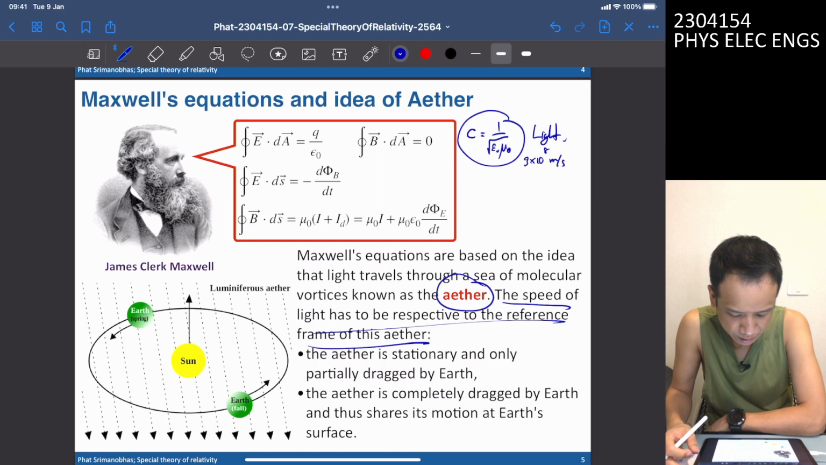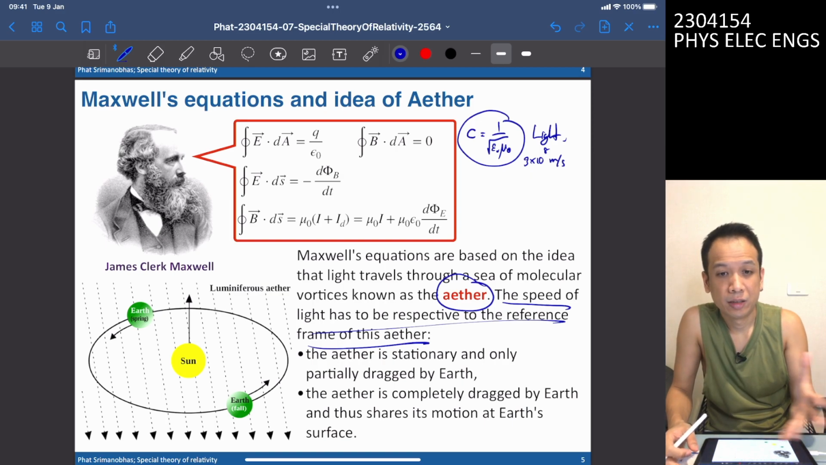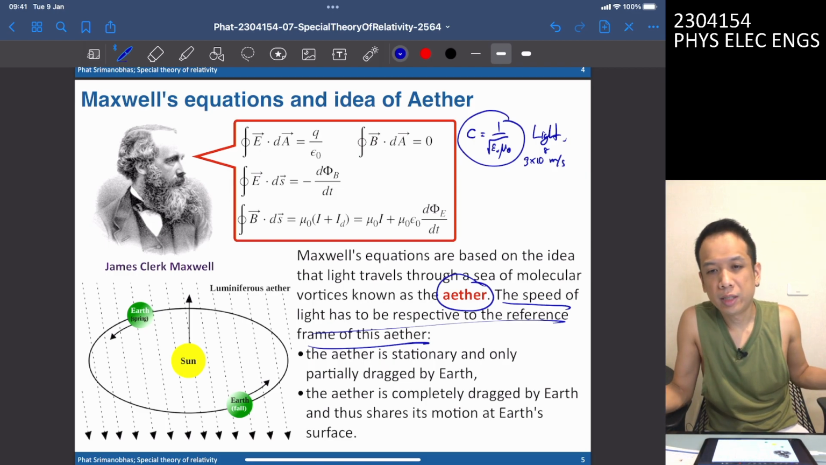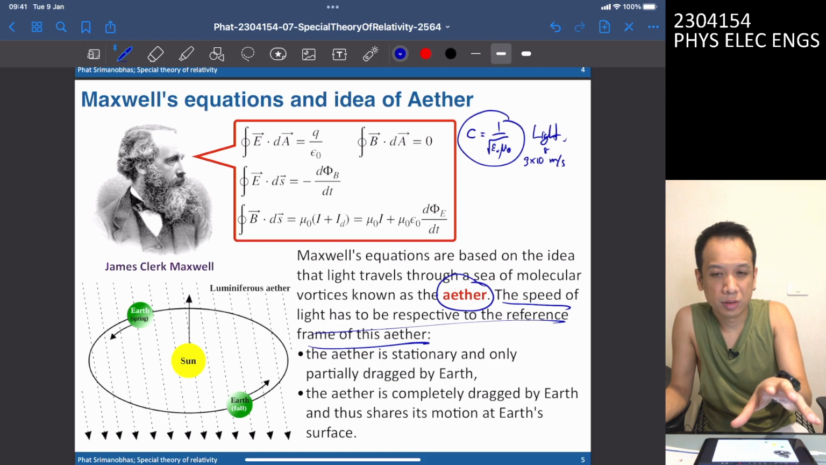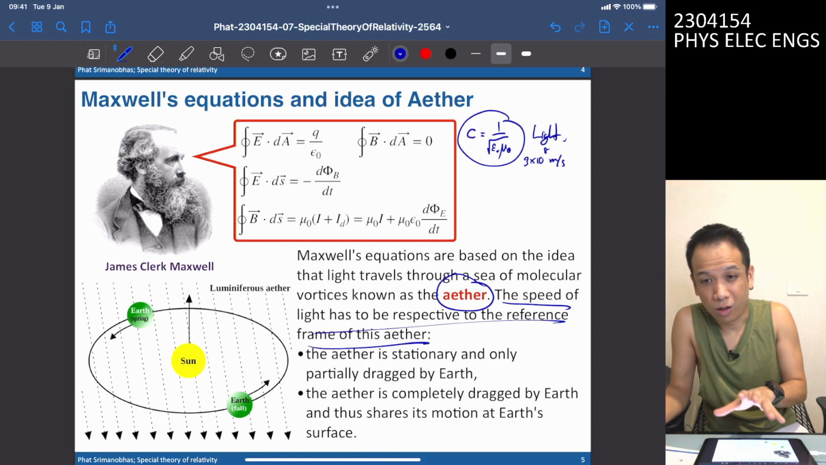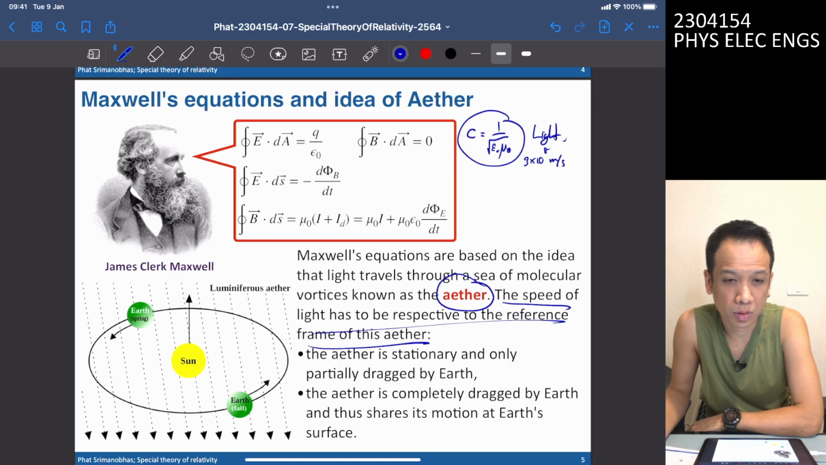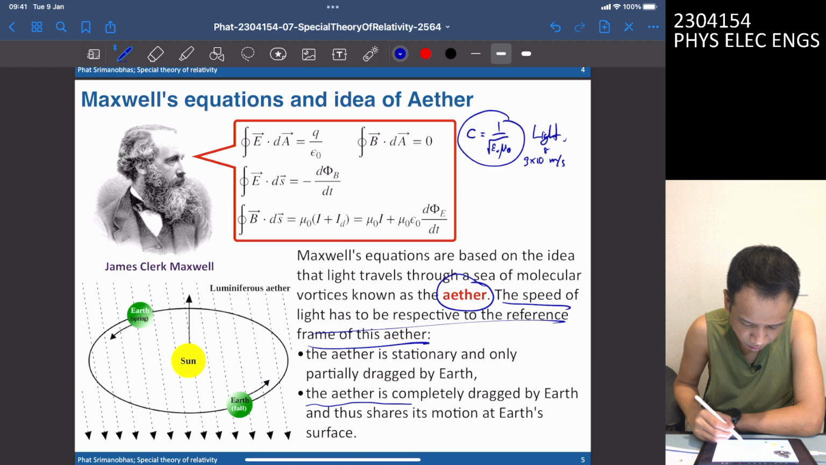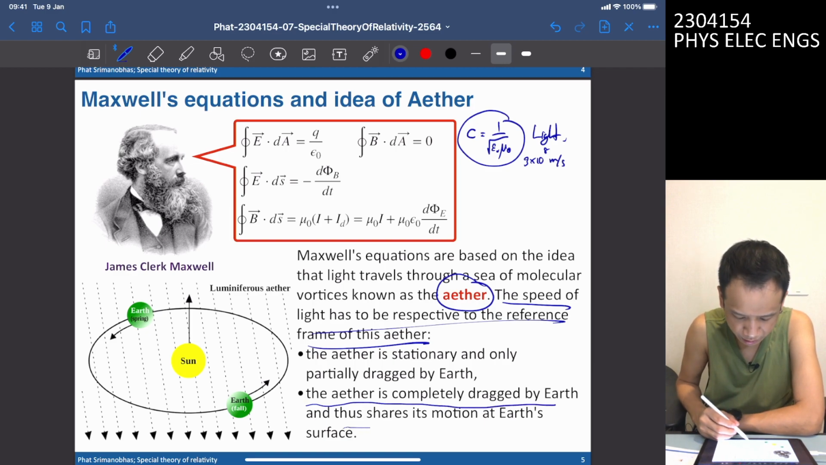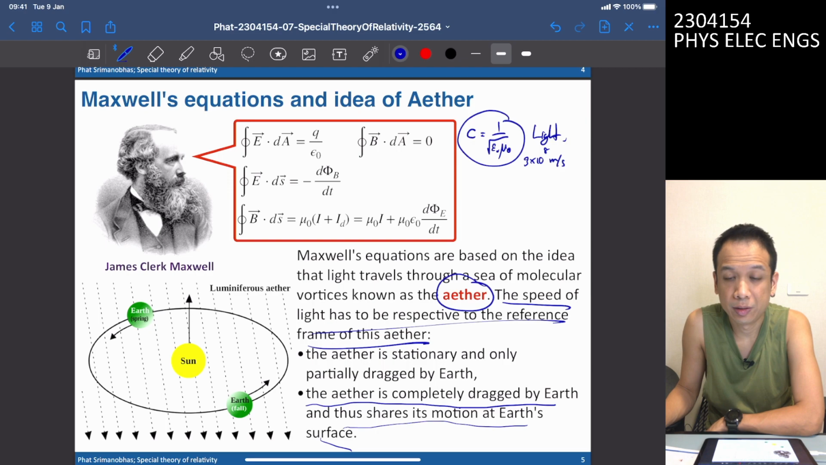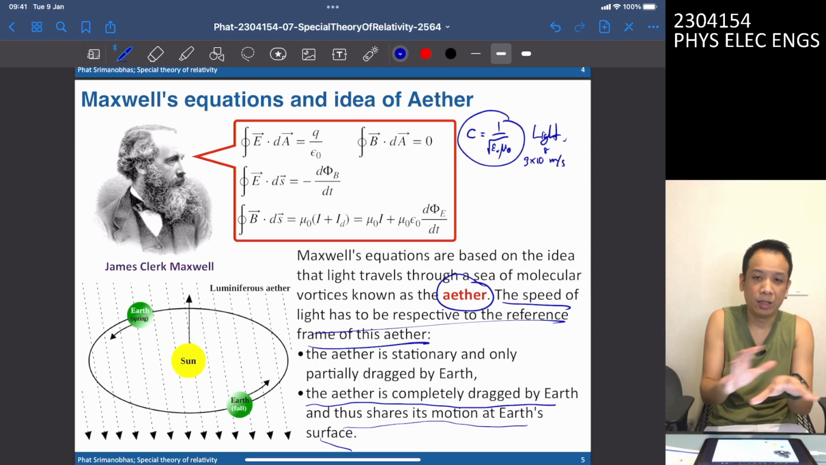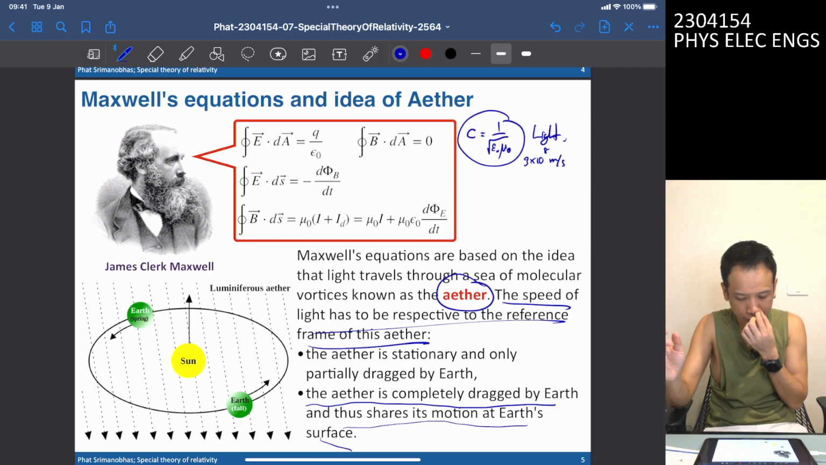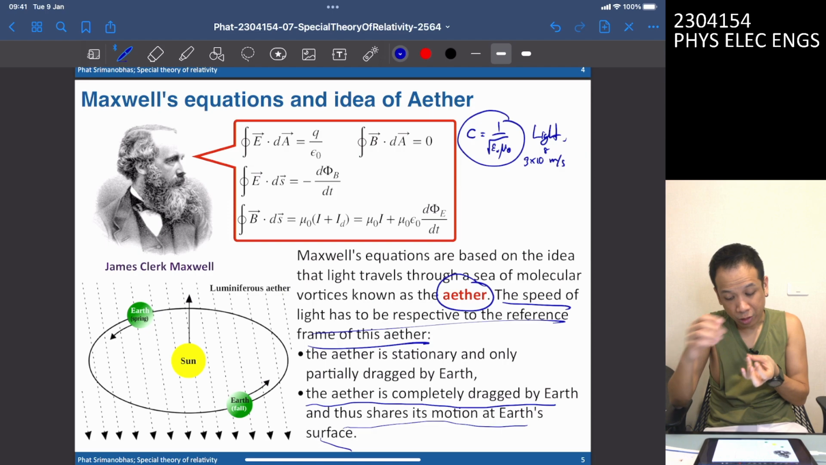There are a few ideas related to the ether. One idea is that the ether is stationary and partially dragged by the earth. It's like you have a field of pool water and you put a ball there, and when you drag the ball, some of the water is also dragged together with the ball. Another one is that the ether is completely dragged by the earth, and thus it shares the motion with the earth's surface. So when the earth moves, the ether moves together with the earth. But that's maybe not a popular idea.